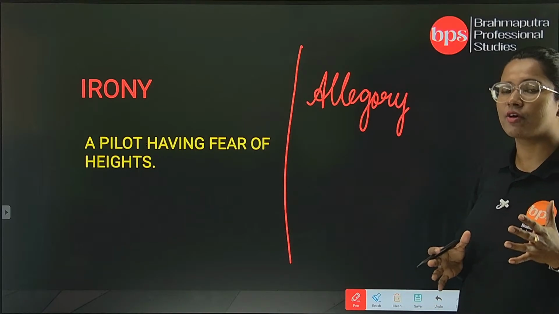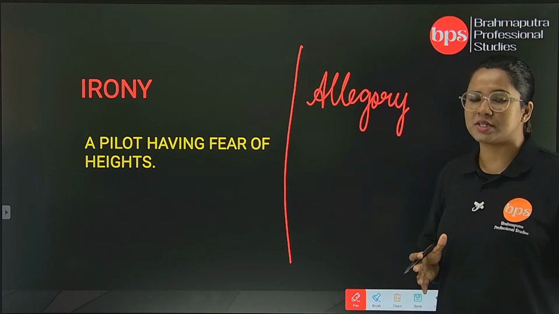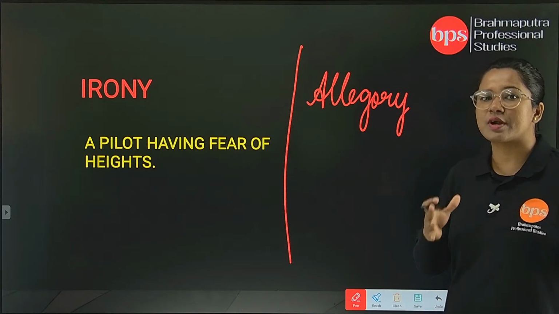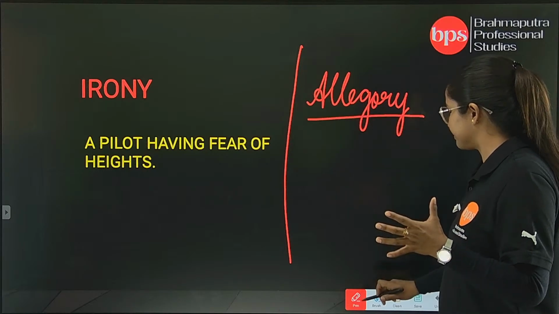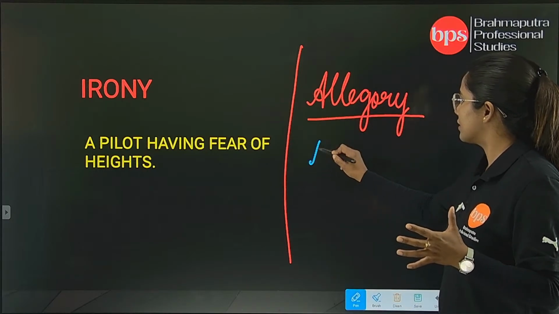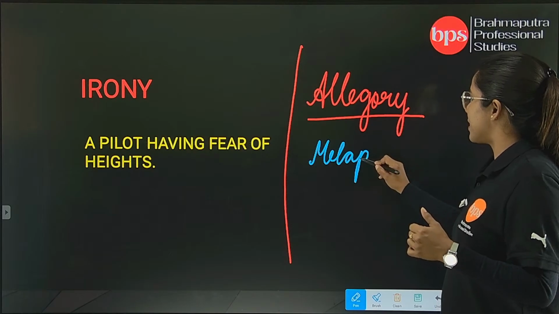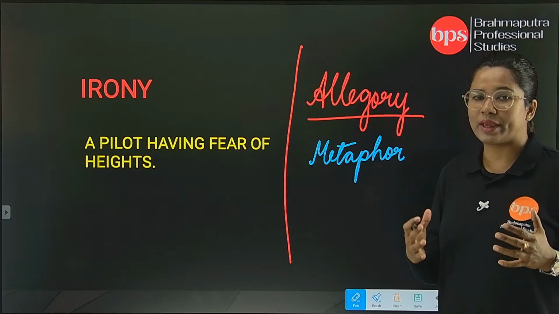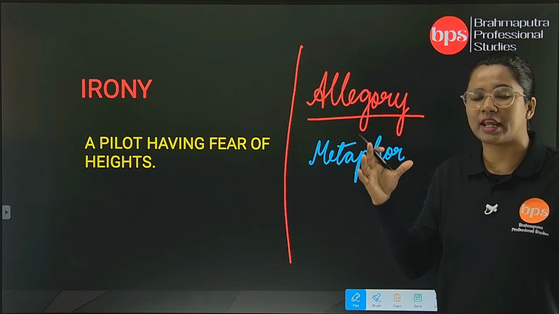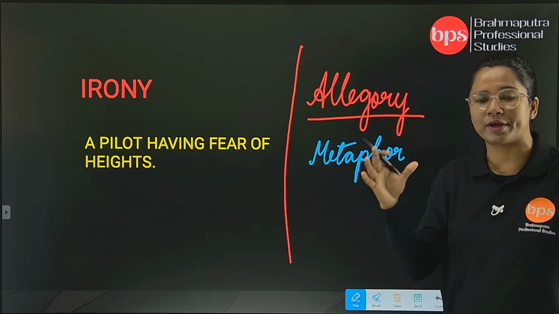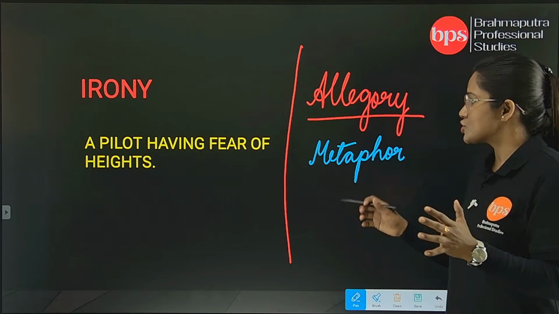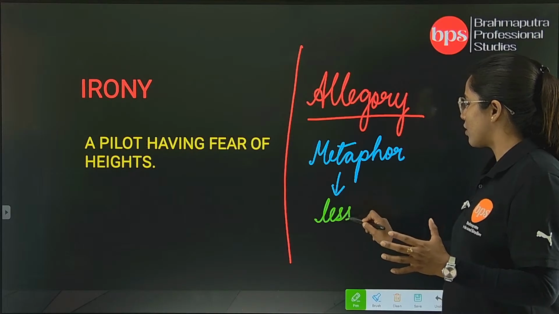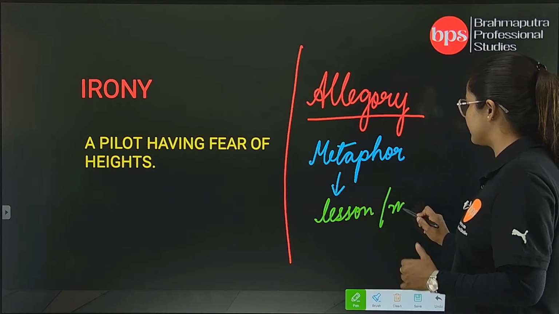What is allegory? Allegory is a figure of speech where the writer or the poet uses metaphor in a way where the entire tale, the story or the poem is framed out. So here there is some kind of a lesson, or we can say a moral.